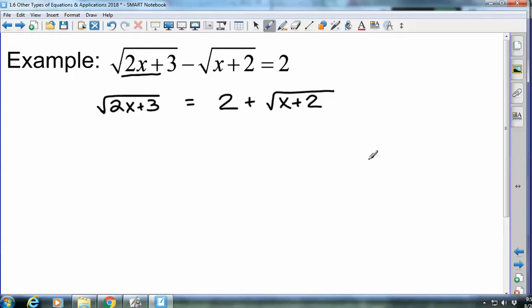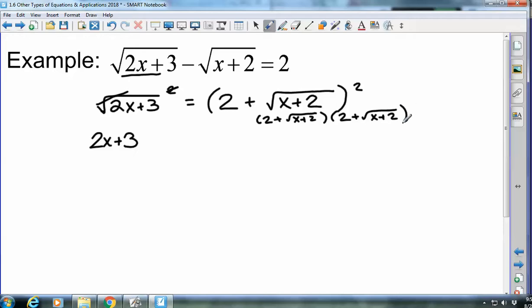Alright, so now, if I want to get rid of this radical, what's the opposite of a square root? Square. But when you square, you have to square each side. So on this side, the square root and the square would drop. What do you have to do over here? Foil it. So I have to actually write this twice and foil. Okay.